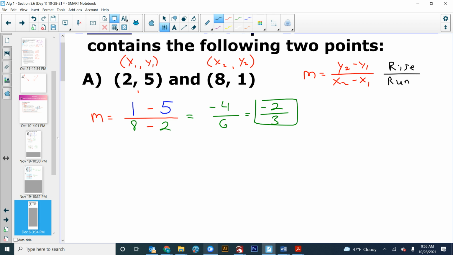You guys agree? Rise over run. Rise goes with the rise. Rise goes with the. That's so wise. Be wise and put the y's with the rise.